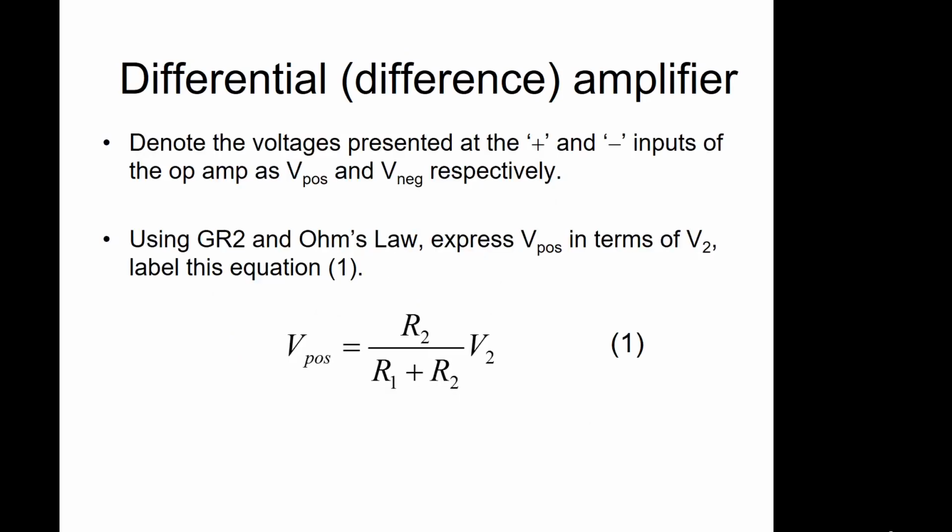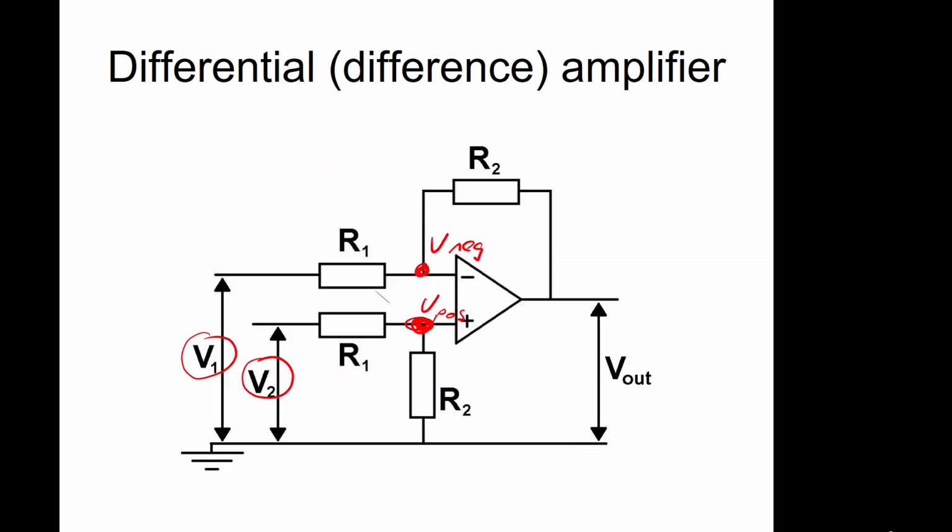Okay, so the first thing we do is look at the V pos aspect. If you notice, this is a similar arrangement to our non-inverting amplifier, where we have essentially a potential divider. We have a current going through here, nothing goes through the op-amp, and it goes down to ground here. So we can work out this current.